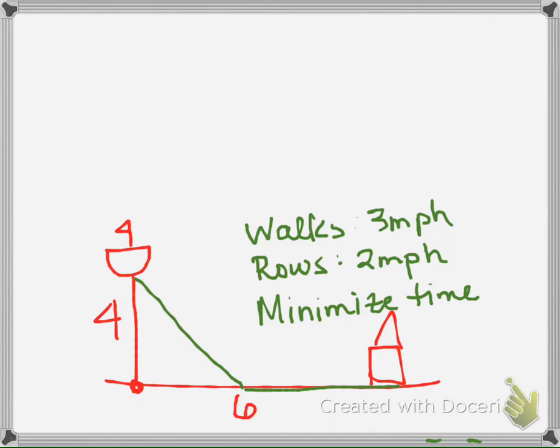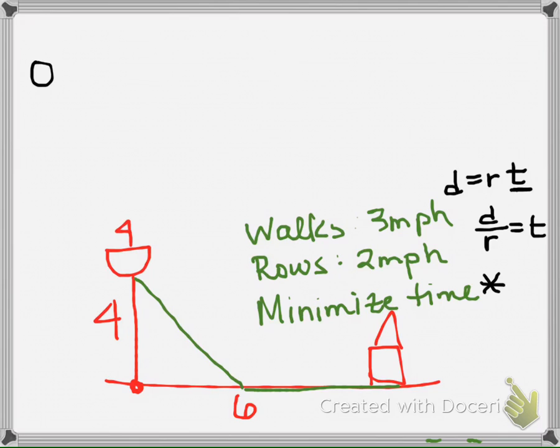Okay, so let's think right here about how to minimize the time. In the picture, we have distances, and we know how fast she walks and how fast she rows. So what we need to remember is we're looking for time, and if I think about how distance, time, and speed are related, I know that distance equals rate times time. So if I'm looking for time, I want to know distance divided by rate to get the time.